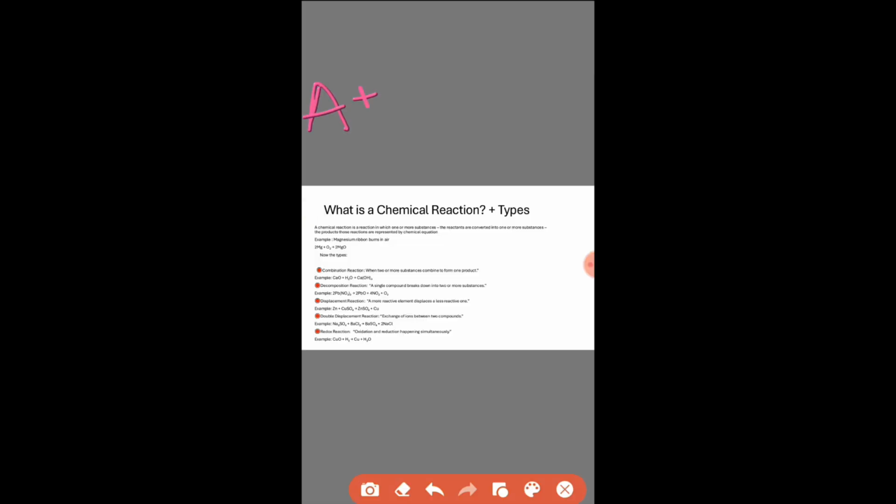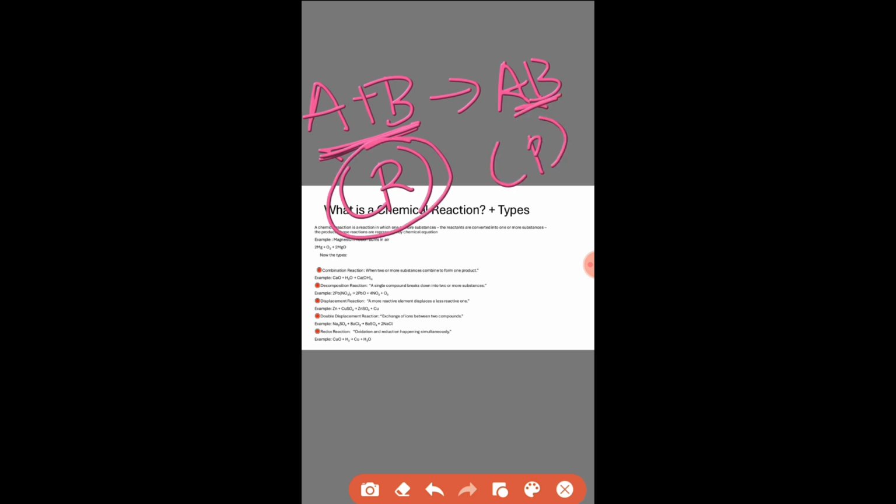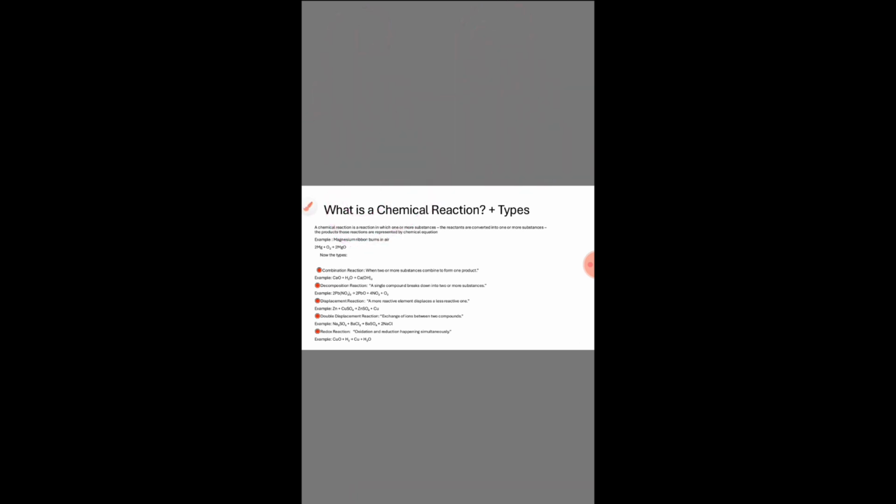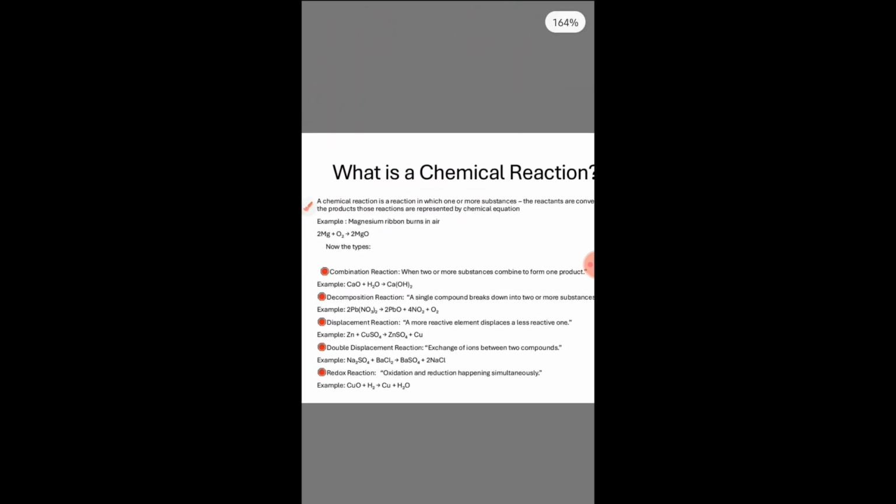Let's say A plus B gives AB. Now, A plus B is what? Reactants. In my detailed explanation video of this chapter, I have already mentioned that the things present on the right hand side are products, and the elements or substances present on the left hand side are reactants. So this whole definition says this. We have the classic example: 2Mg plus O2 gives 2MgO, magnesium plus oxygen gives magnesium oxide. This is one of the important equations.